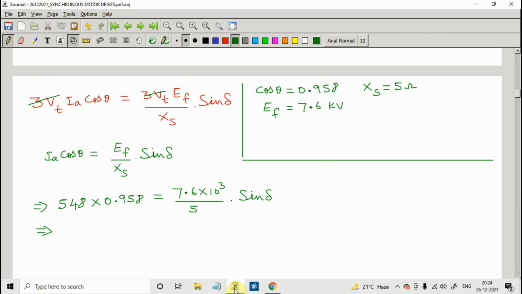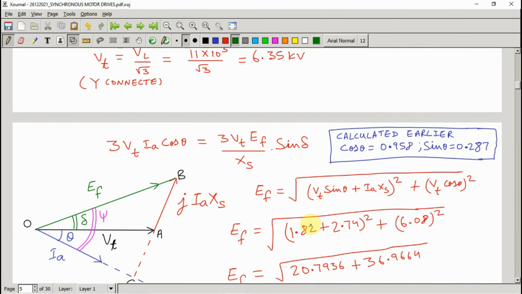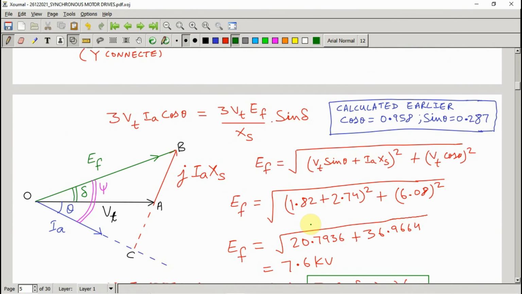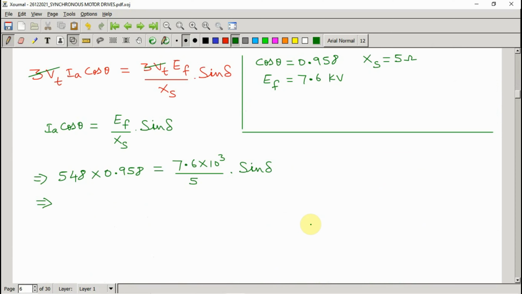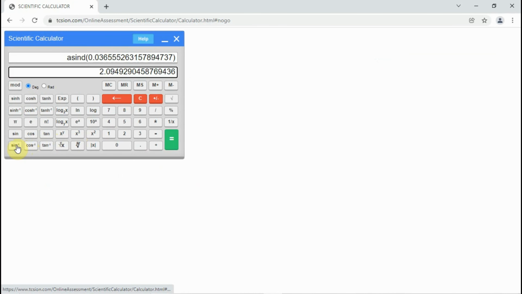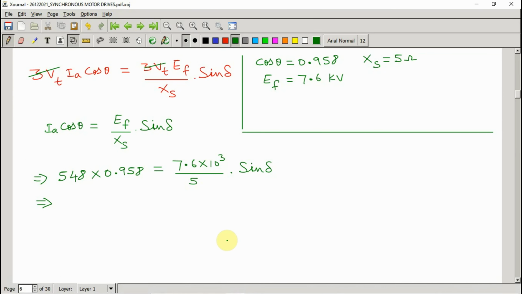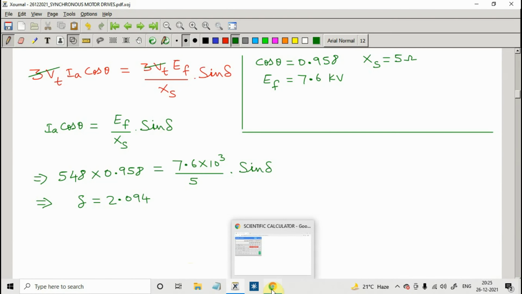So let me do one thing. EF was computed by taking 6.35 only, that is the phase voltage, and line current and phase current are the same for star connected. So let us take the sine inverse of this and see what comes. Sine inverse is coming as 2.094. So delta is coming as 2.094. This is a very small angle. Let me compute once more.